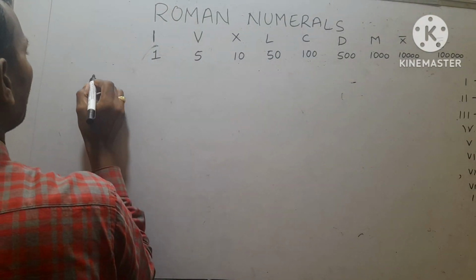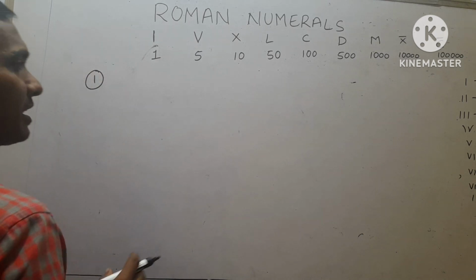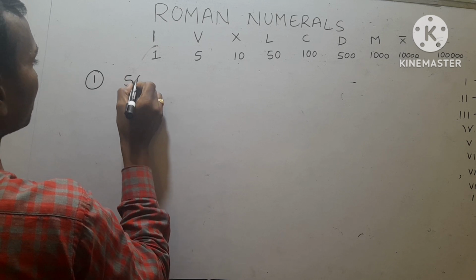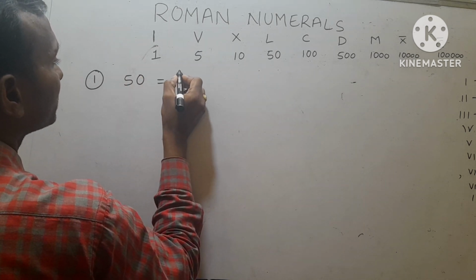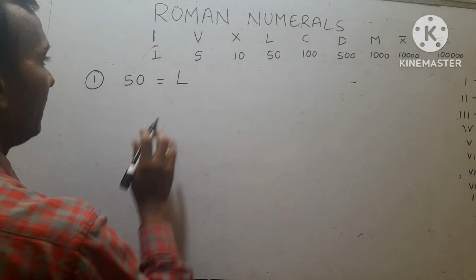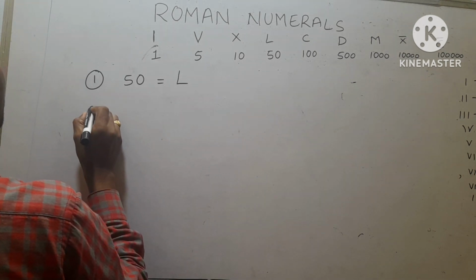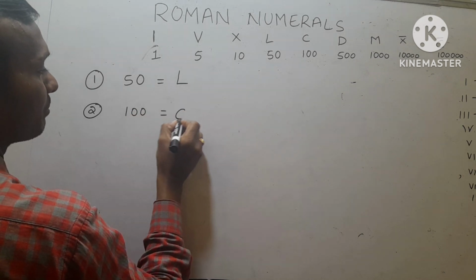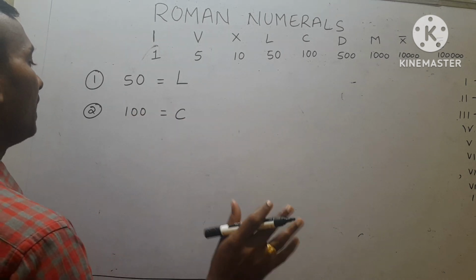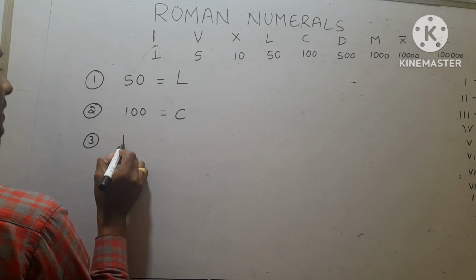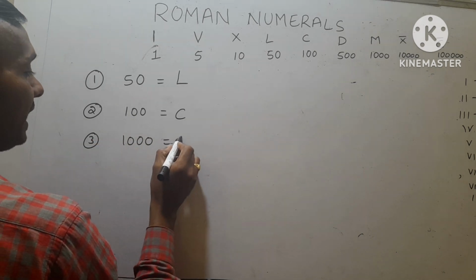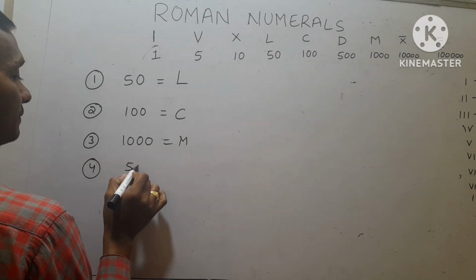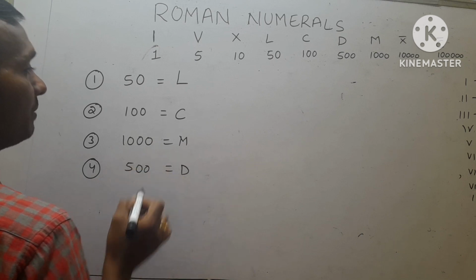Now we will see how to write Hindu-Arabic numbers as Roman numerals. For example, 50 you want to write. How will we represent it? 50 means we know the symbol is L. If you write L, that is 50 in Roman numerals. If you want to write 100, you just keep the symbol C. If you write C, that will become 100. If you want to write 1000, if you write M, it will become 1000. If you want to write 500, if you keep D, that will become 500.